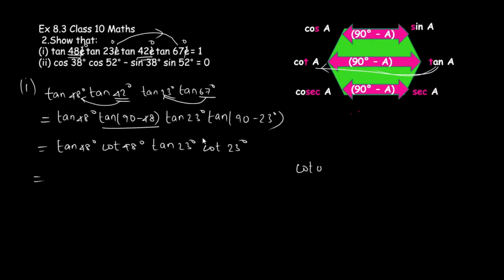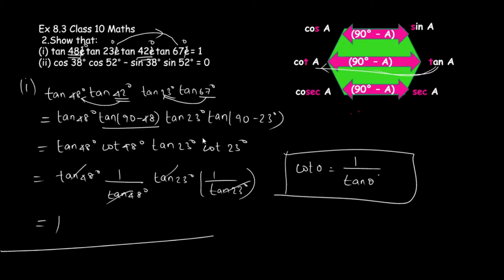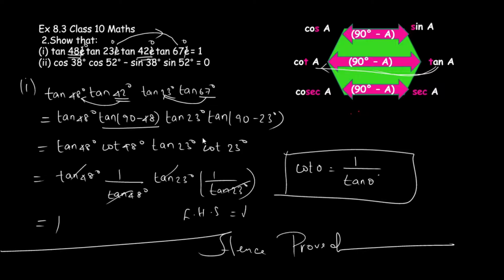What is cot theta? Cot theta is 1 by tan theta. By the previous chapter, previous exercise, we know that cot theta is always 1 by tan theta, right? Tan 48 degree times 1 by tan 48 degree, tan 23 degree times 1 by tan 23 degree. Cancel out, and the answer is 1. Hence proved. LHS is always equal to RHS.